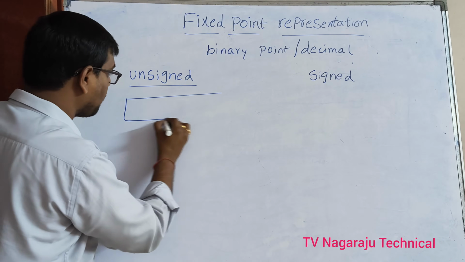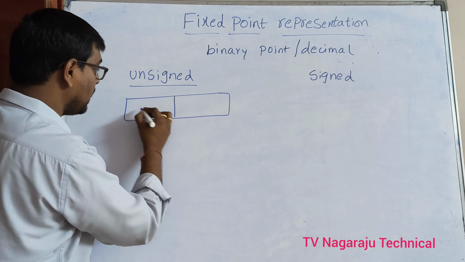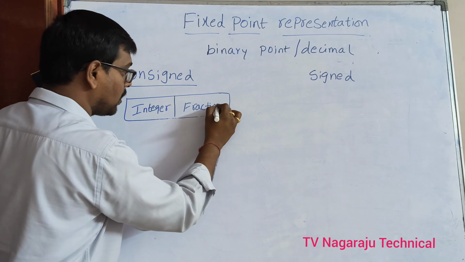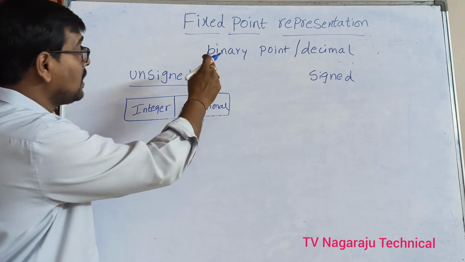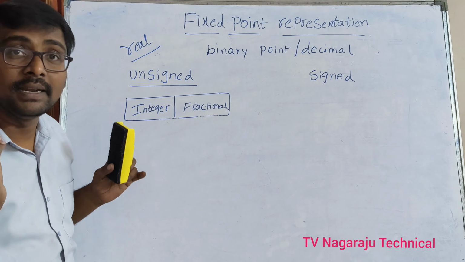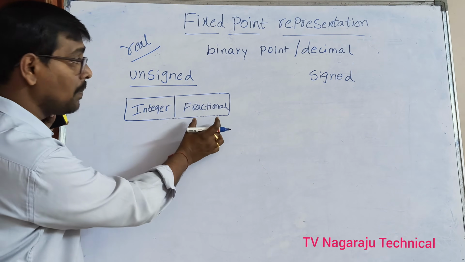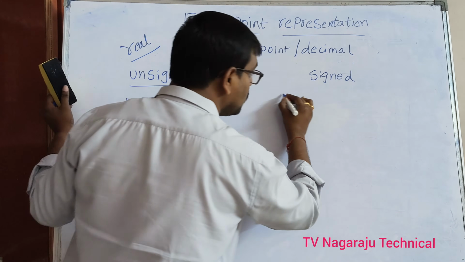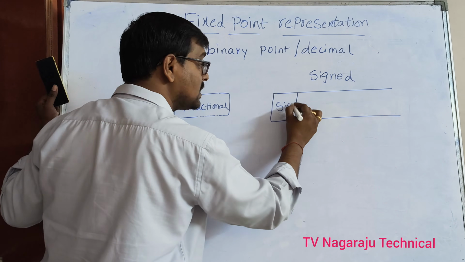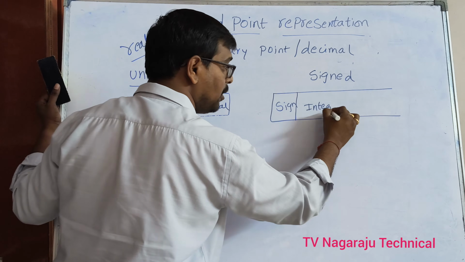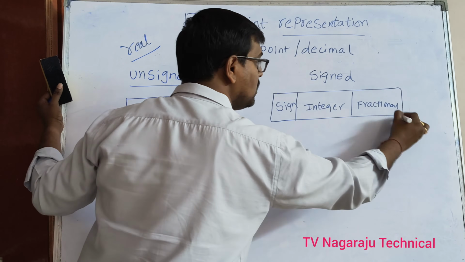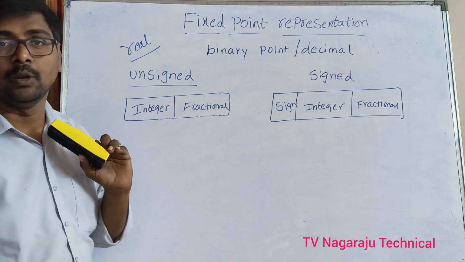Generally in the representation, my number is divided into an integer part and a fractional part. Why? Because all these are used to store real numbers. By default, a real number contains some fractional point. So, integer part and fractional part. Coming to signed numbers, here one more field is added. What is that field? The sign of the number, whether it is a negative number or positive number. Generally, we use the signed representation for negative numbers.